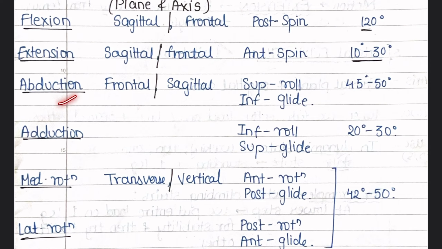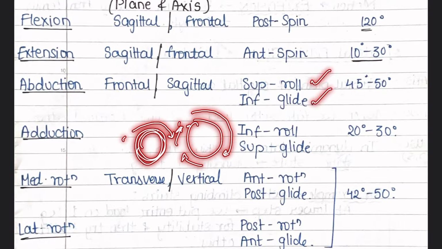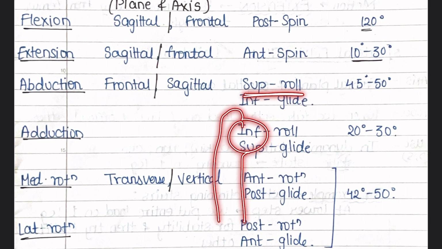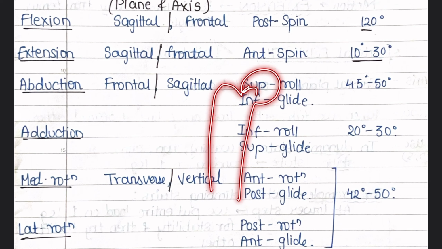Then abduction. In abduction there is roll and glide. Roll means the joint moves forward as well as spins; this is known as rolling. Glide means it moves forward; this is known as gliding. In abduction, there is a superior roll. Common sense: suppose this is the head of the femur and we have to abduct it. Abduction means the head is going here.